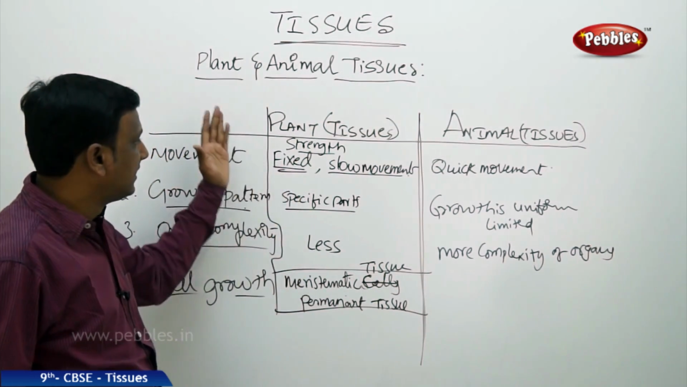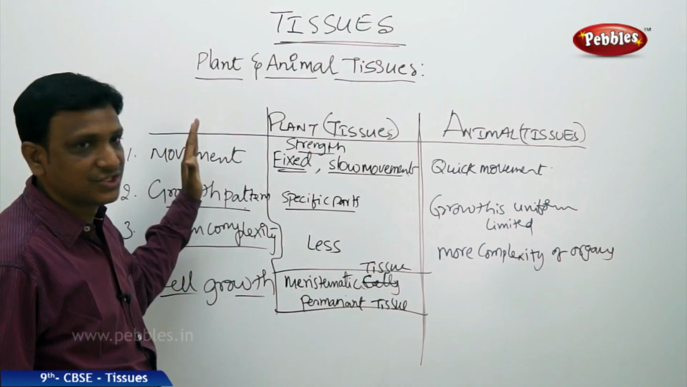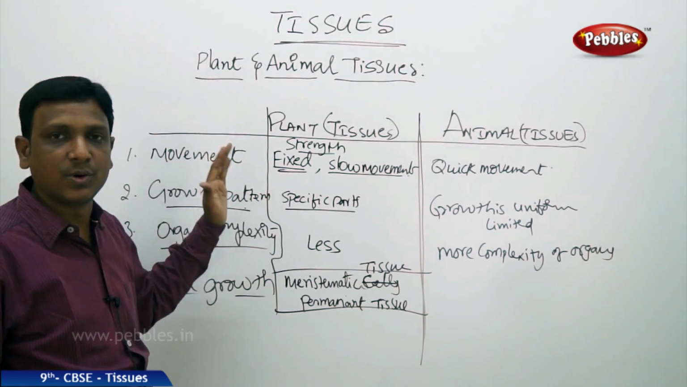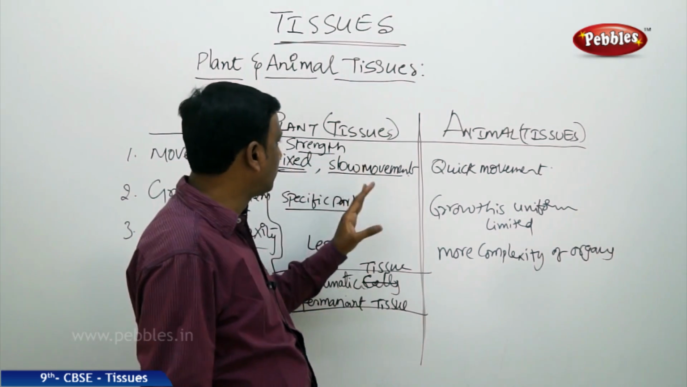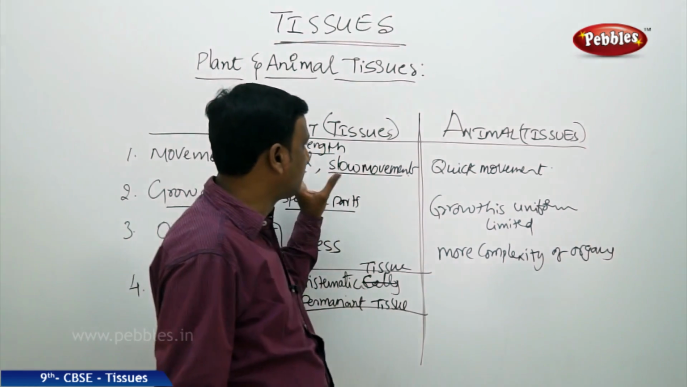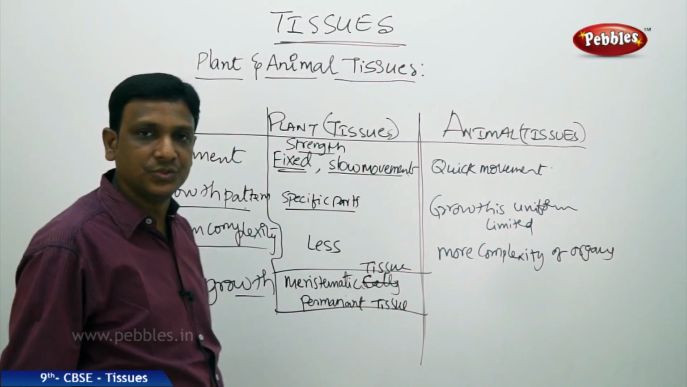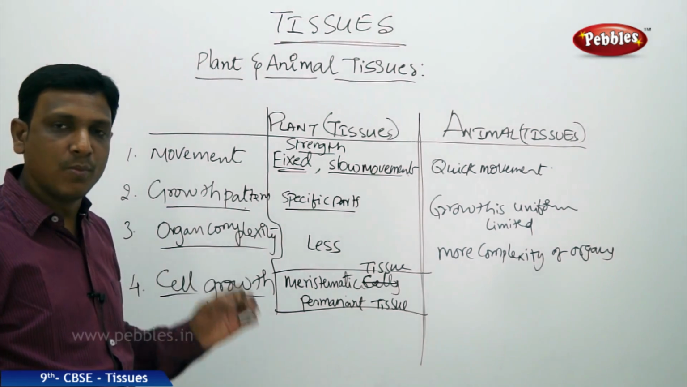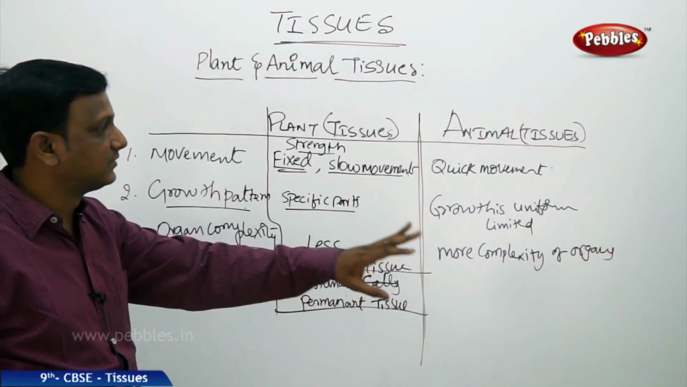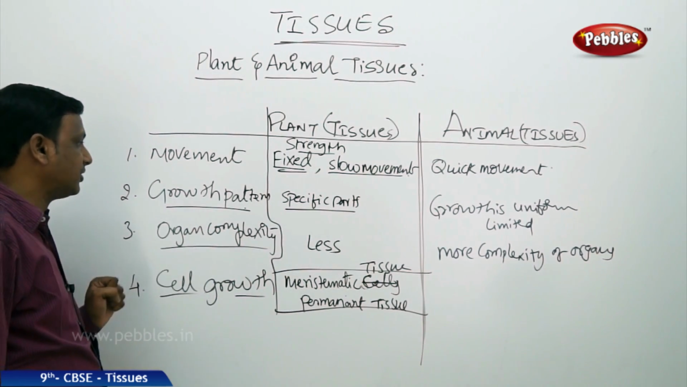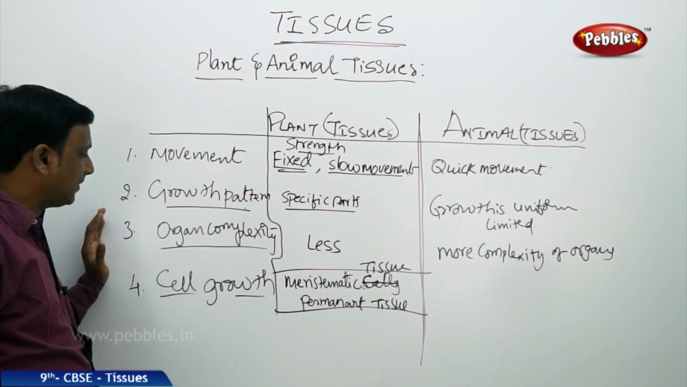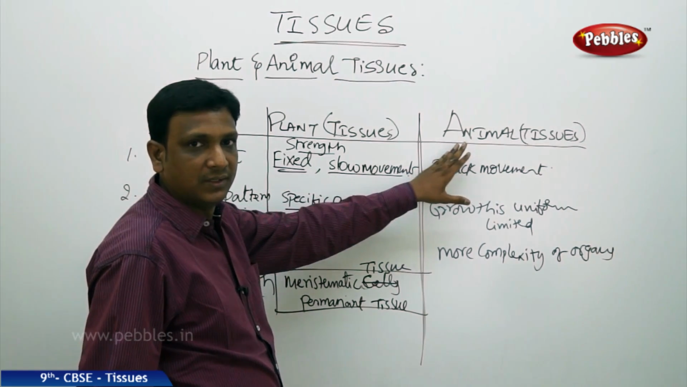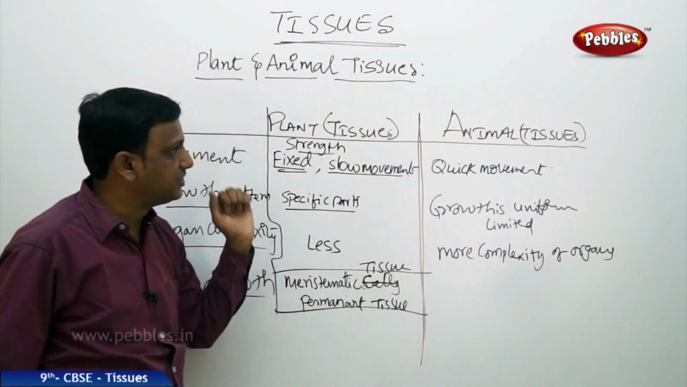So what are the reasons? Plants need strength, so they need tissues which provide them high strength. They do not require tissues which provide flexible movements, because movement is not a characteristic of the plant. Of course, even though they possess little movements, in case of animals they require tissues which help in quick movements, a large number of movements, that is movement within the body, and movement from one place to another, that is locomotion. For all these movements they require the tissues. So growth pattern, organ complexity and cell growth are the differences between a plant and an animal which decide the kind and number of tissues they have.